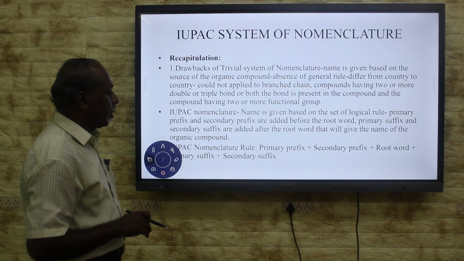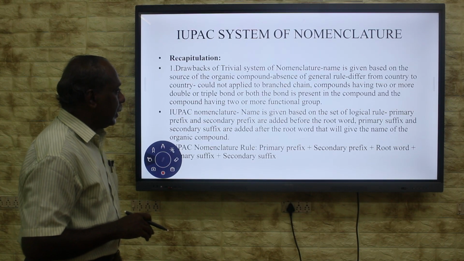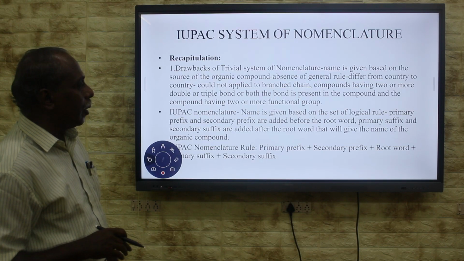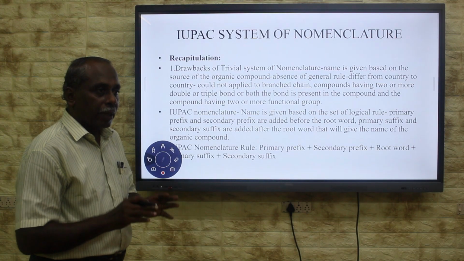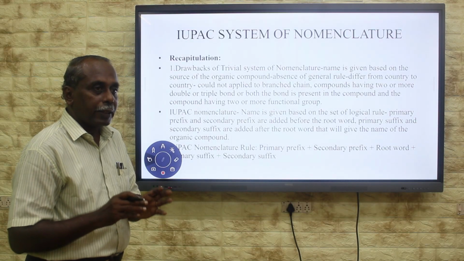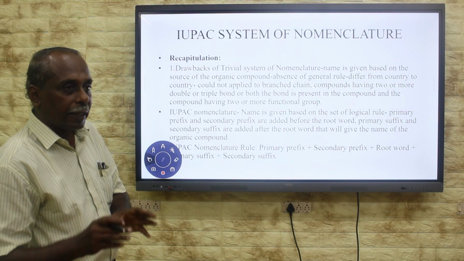Then IUPAC nomenclature: the name is given based on a set of logical rules. Here, the logical rule is primary prefix, secondary prefix, then root word, primary suffix, secondary suffix.